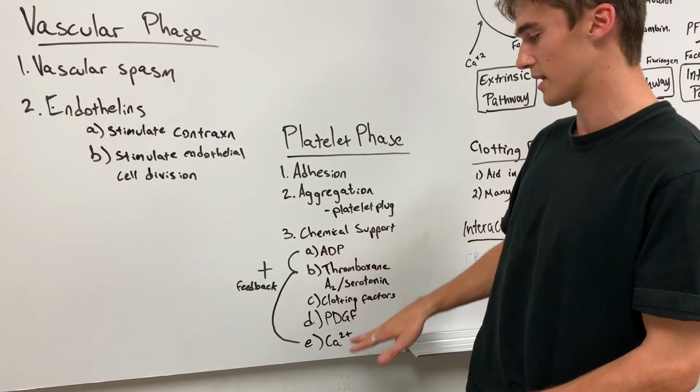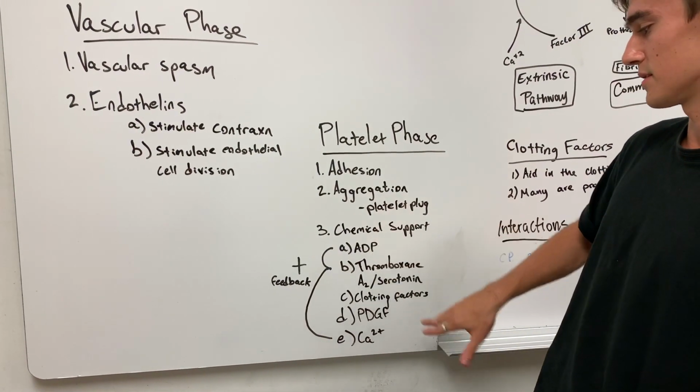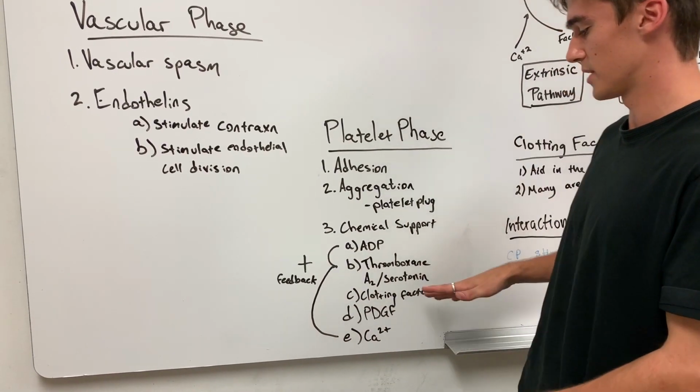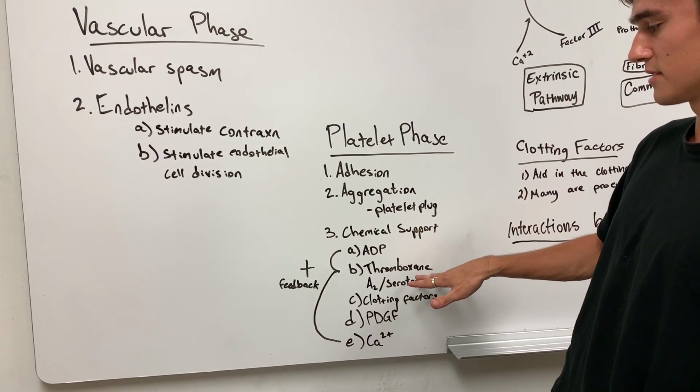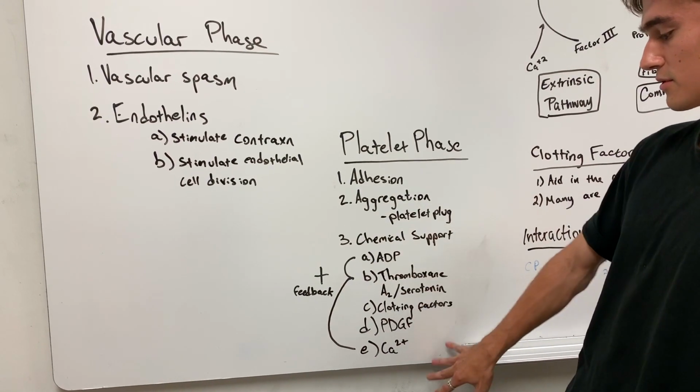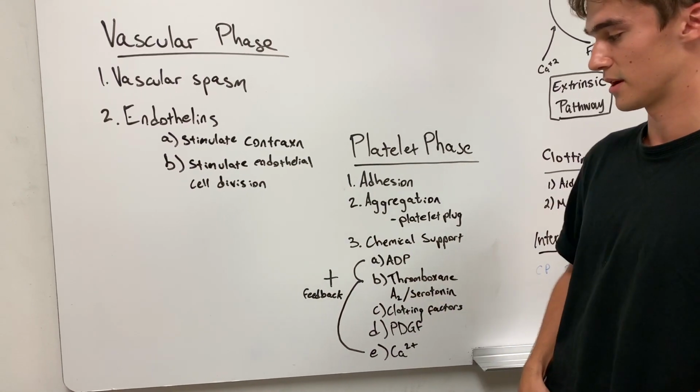And these three right here, calcium ions and ADP, adenosine diphosphate, and thromboxane A2, serotonin, have a positive feedback with one another. So they stimulate right here vascular spasm and then the contraction, and then this supplies them with enough molecules for the cascade to continue the healing process going.